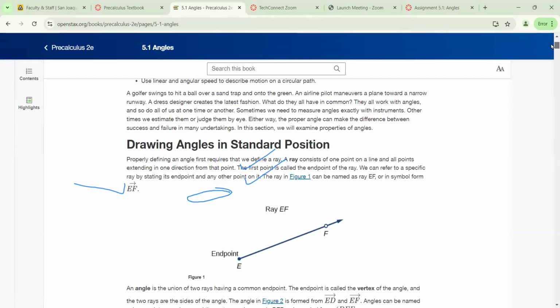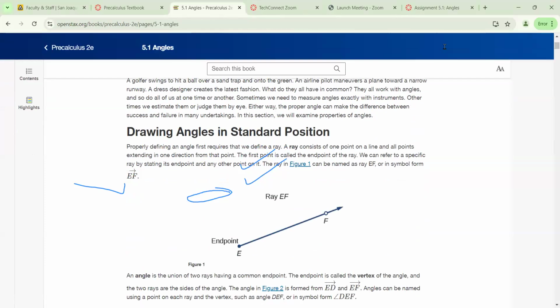So the first thing that you see is, when we draw angles, we start with a ray. So we're going to have a starting point and then a direction in which the ray will be going. The ray consists of one point on a line and all points extending in one direction from that point. Like this is called ray EF. An angle is the union of two rays having a common endpoint. The endpoint is called the vertex of the angle, and the two rays are the sides of the angle.